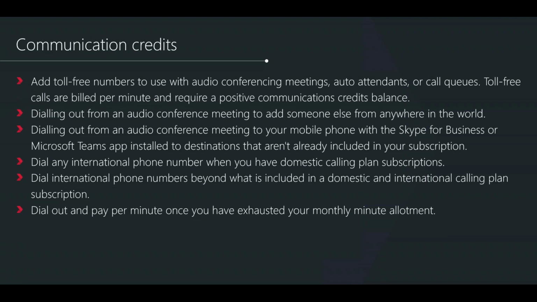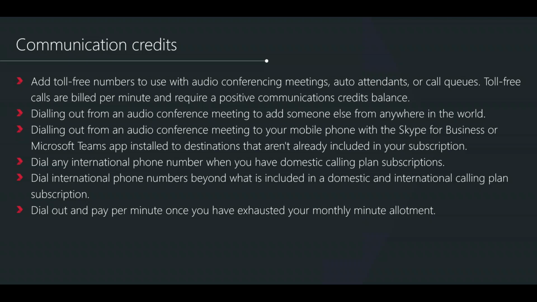There is also an option around communication credits. Now, this is an add-on license which complements calling plans. So when I spoke about calling plans, I mentioned that there are two predominant types. You've got domestic and international. If you have a user who only makes international calls once every 3 months, it isn't really viable to give them a domestic plan and then upgrade their plan for the one-off times they need to make international calls.